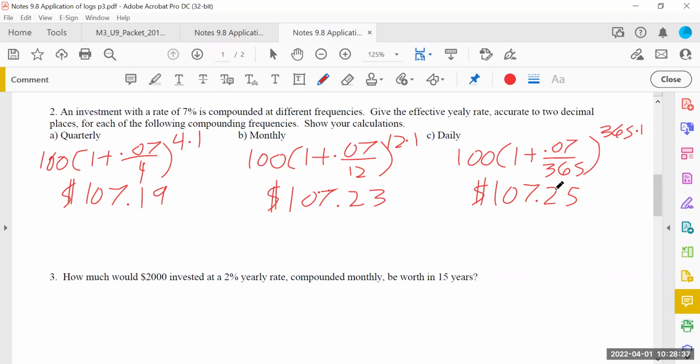Everybody take a look. Eyes up here. This is what you get for each of these, but it's actually not your final answer. I need everybody's full attention so nobody makes this mistake. After a year of quarterly compounded interest, I have $107.19 in my bank account from my initial $100. What percent interest did I get? What's the actual interest here?